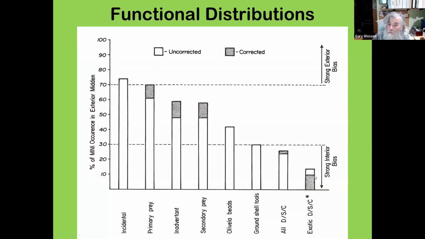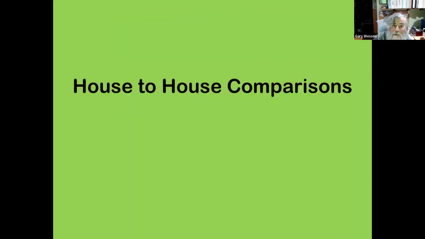In fact, the things like dentalium are almost never found outside the houses. The people hang on to them, they're exotic, they're valuable. And so the distribution between interior and exterior surfaces really varies depending upon why the shell is there in the first place and what its function is within that context.